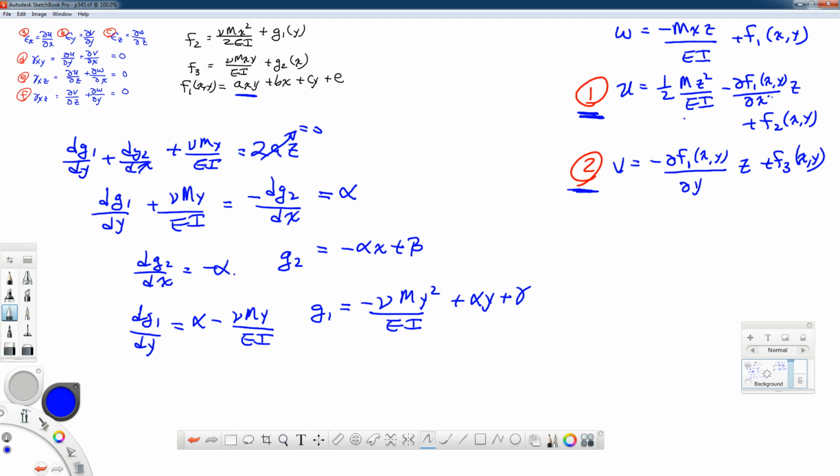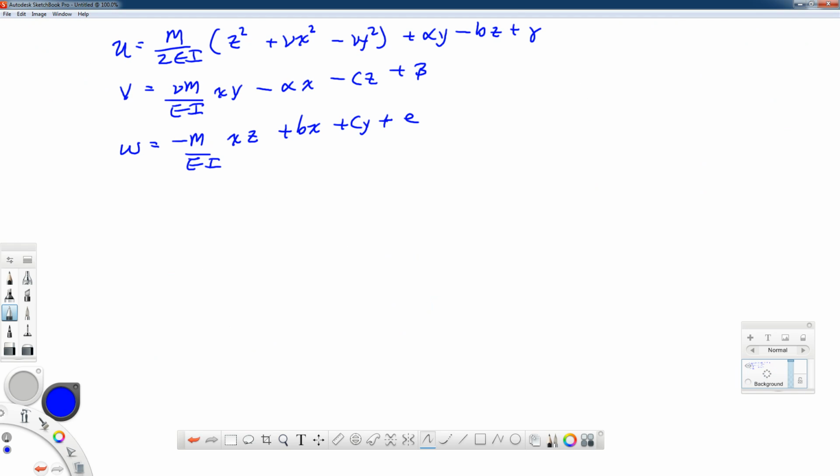We now have enough information to write down expressions for u, v, and w. Take a look at this page, maybe even print it out, and we're going to write down what we've got. Putting it all together, we have these expressions for the displacement components u, v, and w.